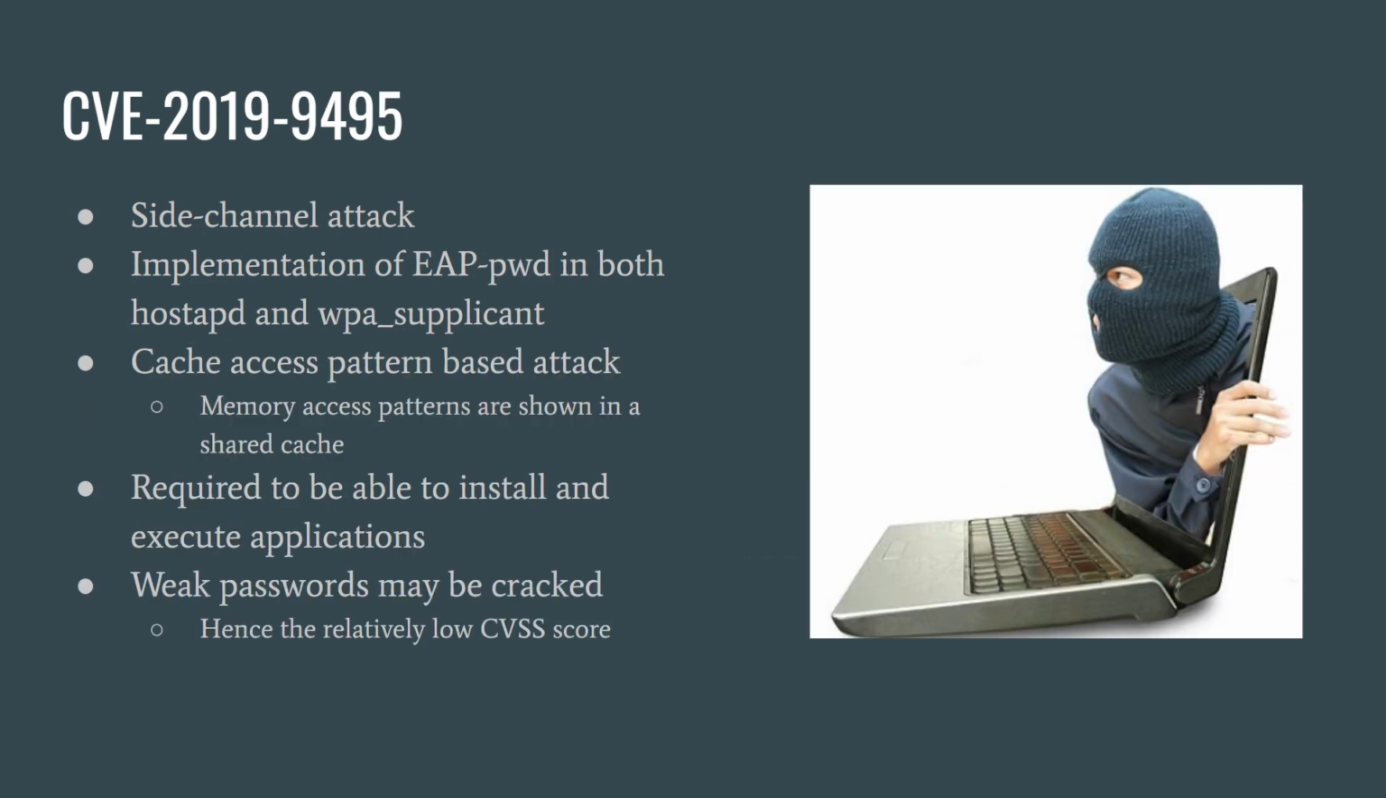The next exploit, CVE 2019-9495, is also a side channel attack. This time, it affects the implementation of EAP password in both host APD and the WPA supplicant processes, and this time it is only a cache access pattern-based attack. The memory access patterns are shown in a shared cache somewhere on the device, which allows this attack to be possible. Also, in order to do this attack, you're required to be able to install and execute applications on the device, and this exploit is only able to possibly crack weak passwords, hence the relatively low score that it was given.